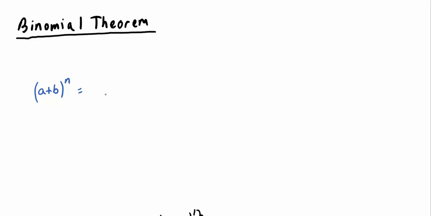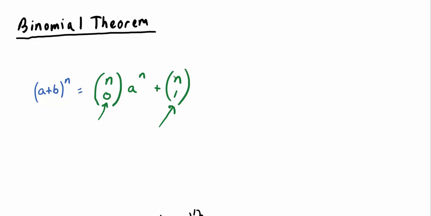Using that notation for the binomial coefficients, and an exponent of n, it turns out that (a + b)^n expands to be, well, the first binomial coefficient would be n choose 0, a to the n. And then the next term, if you write it in descending powers, the coefficient, of course, will be n choose 1. So this bottom number just goes up by 1 every time, and the top number stays at n. So that's easy enough to remember.